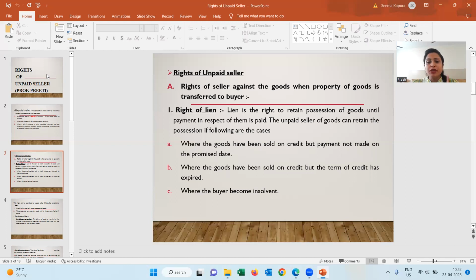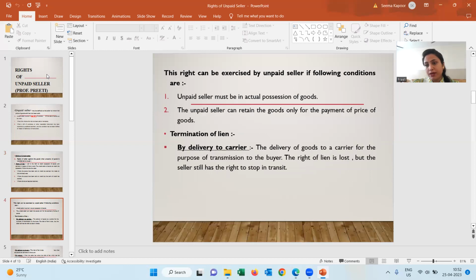Very first, where the goods have been sold without any stipulation as to credit. Secondly, where the goods have been sold on credit, but the term of credit has expired. And third, where the buyer becomes insolvent. But the seller can exercise these rights only if the following two conditions are satisfied.